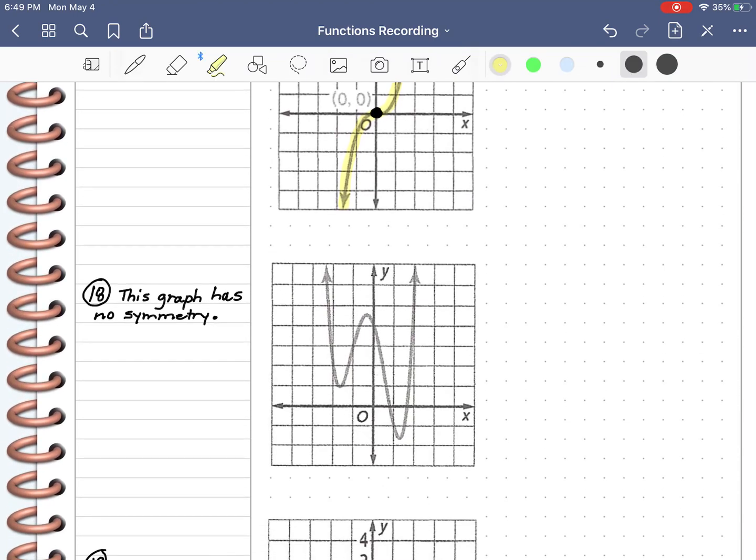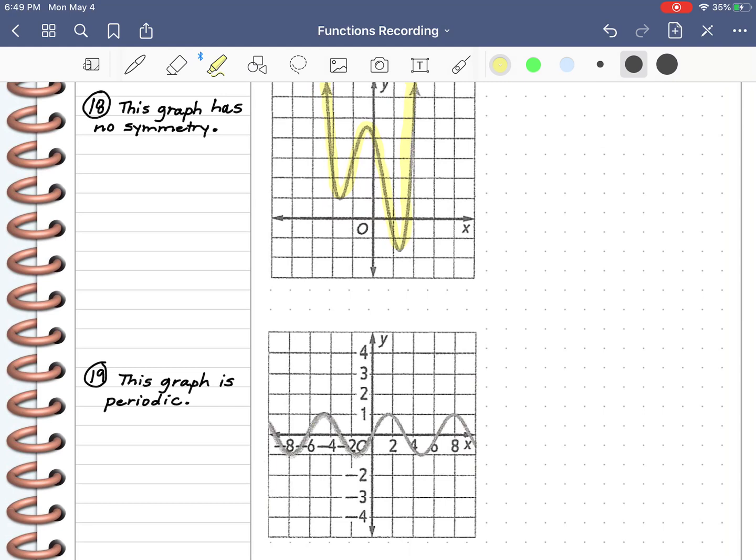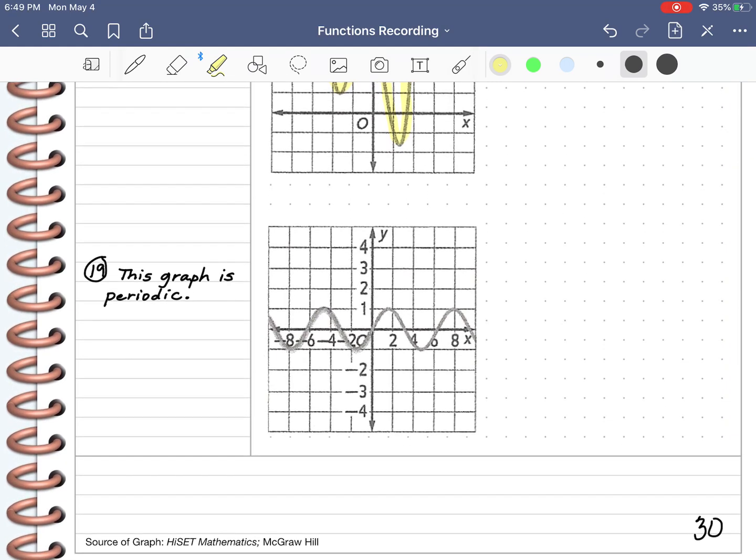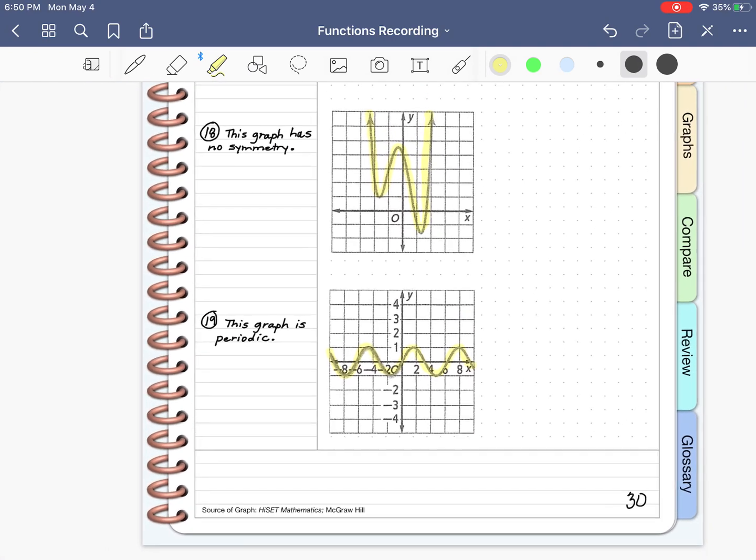This graph has no symmetry. It's just all over the place. There is not a line that I could draw that would do a mirror image. So some graphs have no symmetry. And then this graph is one of those periodic graphs where you have that repetition over and over and over, kind of like a heart rhythm or the waves in the ocean.